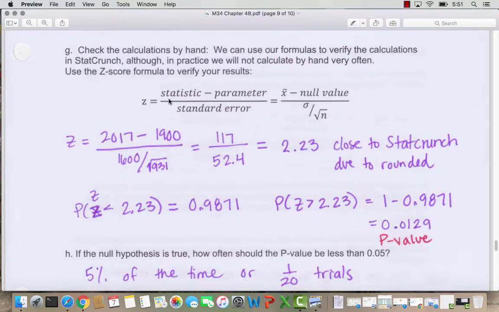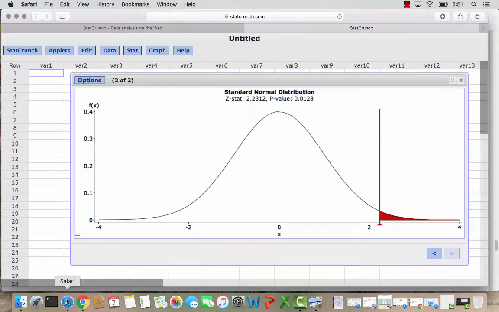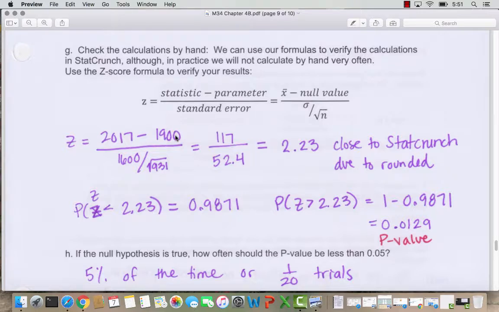So if we put our values in, we have 2017 minus 1900 in the numerator. That's 117. And then our denominator is 1600 divided by the square root of 931, which is 52.4. And when we divide, we get 2.23 standard deviations. That's really close to StatCrunch. If we look back at StatCrunch, StatCrunch was 2.2312. So we rounded our calculations right around here. So that's why it's a little bit different, but basically the same, give or take rounding.